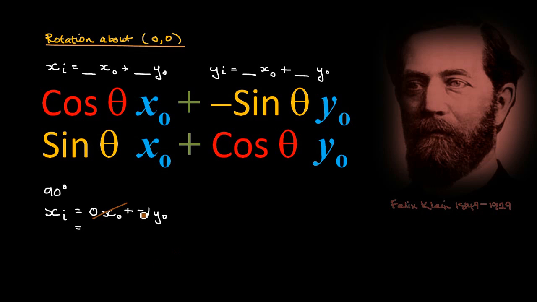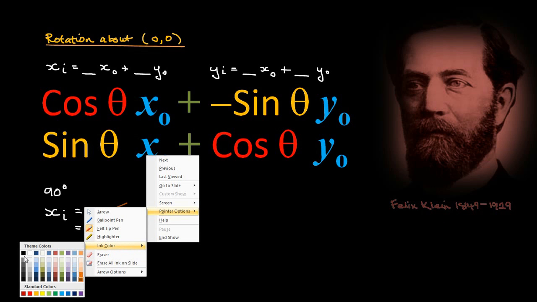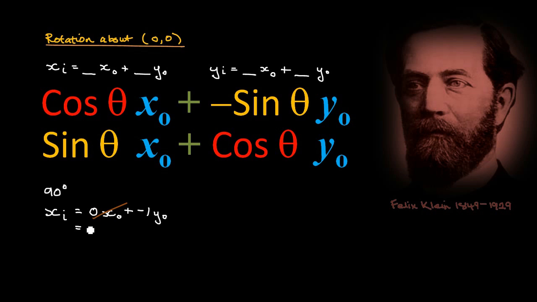Okay, and minus 1 times the y component of the object is, in other words, the negative of the y component. And that's exactly what we had before. So at 90 degrees, the x component of the image is the negative of the y component of the object. All right, so this formula works. It simplifies down to exactly what we had before. Let's see if we can do the same with 180 degrees.